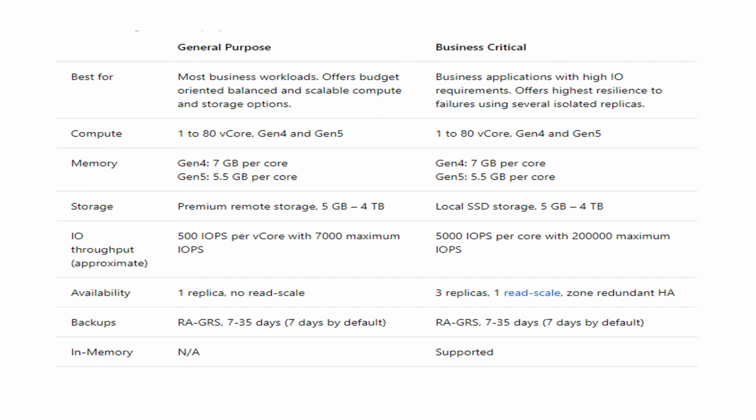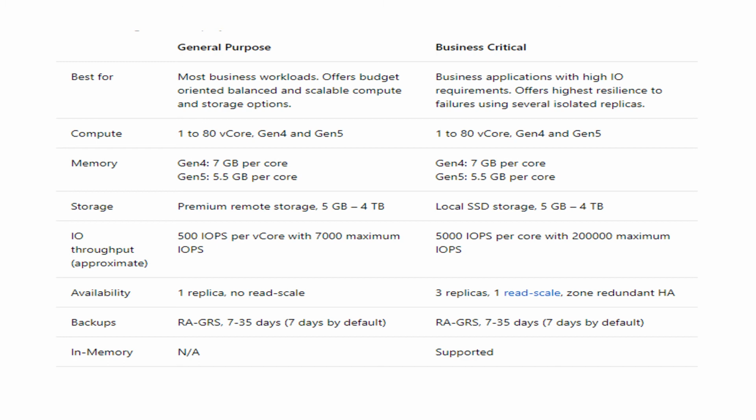But when we talk about the storage, general purpose provides premium remote storage from 5 GB to 4 terabyte. But business critical provides local SSD storage from 5 GB to 4 TB. When we talk about the input output throughput, general purpose provides 500 IOPS per vCore with 7000 maximum IOPS. But business critical provides 5000 IOPS per core with 2 lakh maximum IOPS.